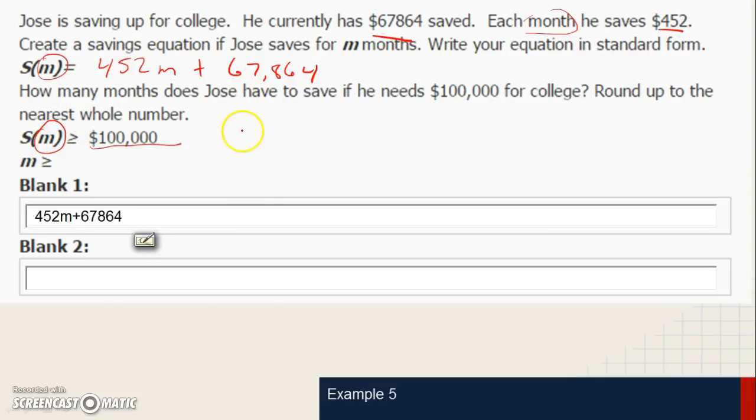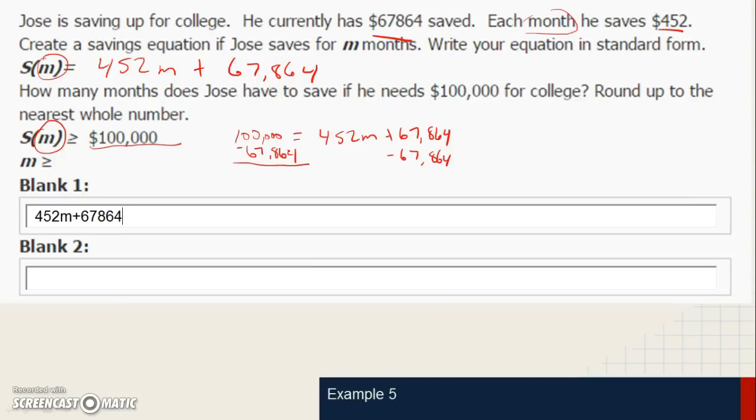Well, it's similar to a one-step, two-step, or multi-step equation, where we just say, well, $100,000 is equal to my equation, 452m plus 67,864. And then I can use inverse operations. And I'm also using a calculator to compute these numbers. You don't have to, but you can. I just do it because I can do it faster on a calculator than I can in my head. And that's kind of my rule of thumb for when I use a calculator, is if I can do it faster on a calculator than I can in my head.